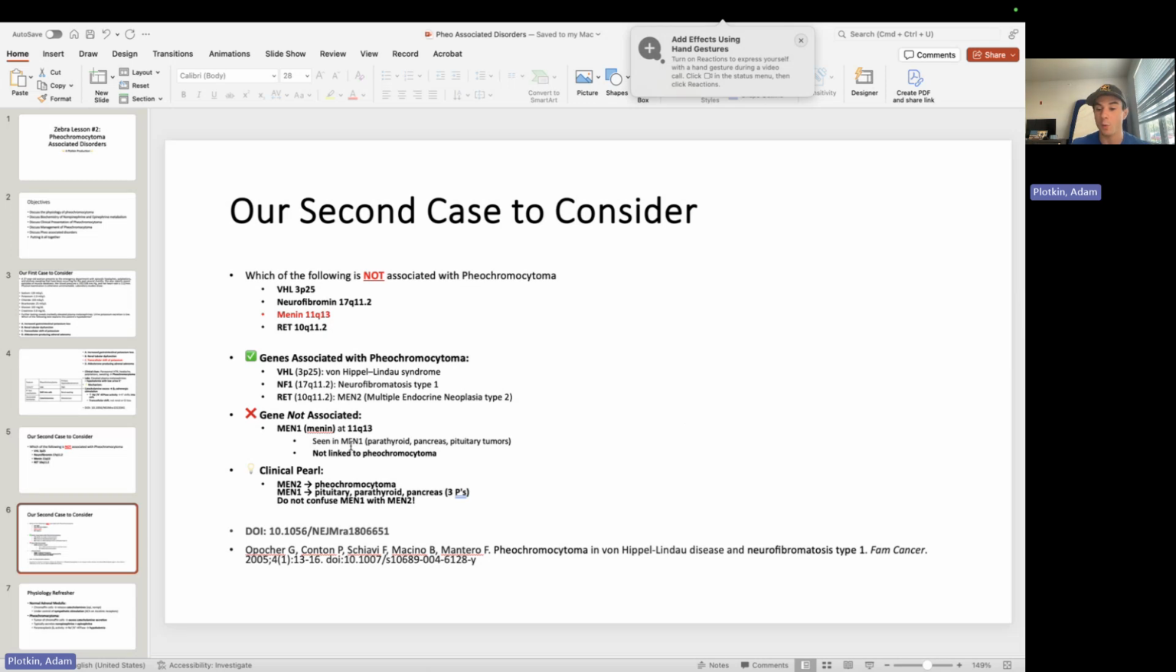Okay, so MEN1, not associated with pheo. The MEN2s, both 2A and 2B, associated with this RET proto-oncogene, are associated with pheochromocytoma, as is von Hippel-Lindau, as is neurofibromatosis 1. Not listed here, but neurofibromatosis 2 is not associated with pheochromocytoma. All right, if you want to read more, here are 2 articles here.